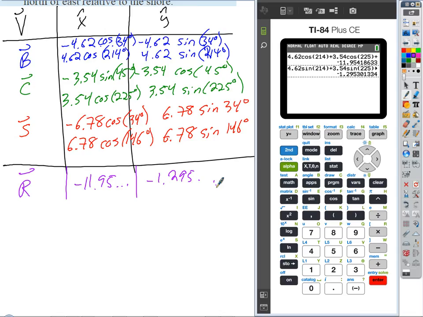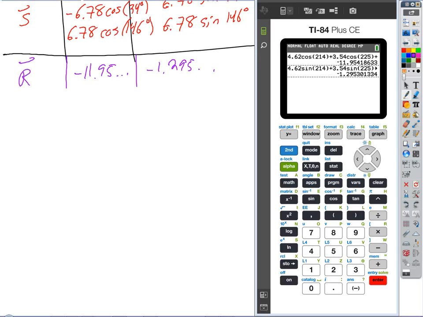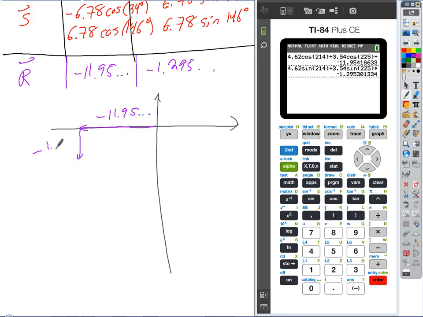So now we can build our resultant triangle just from those components, right? So if we scoot down, the x component, we're going out this way, negative 11.95, blah, blah, blah. We're going to go down by negative 1.3-ish. And then there's the resultant. So we'll just take the Pythagorean theorem of those numbers, right? Everybody see?